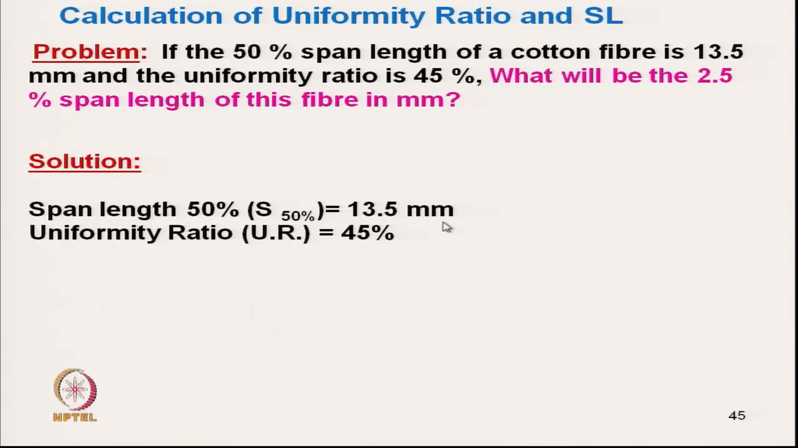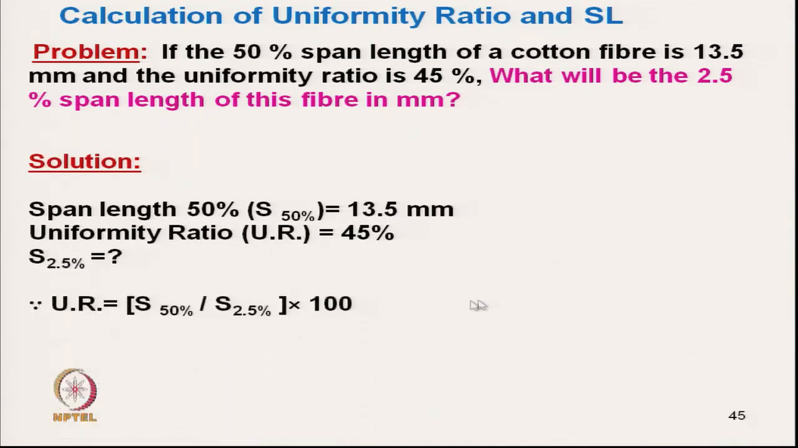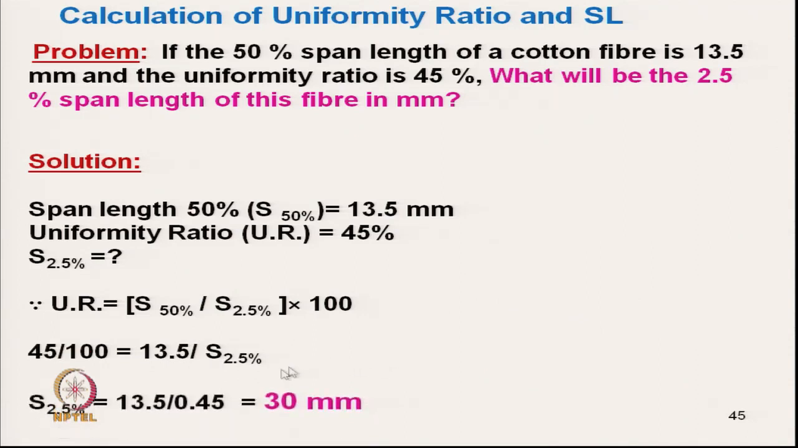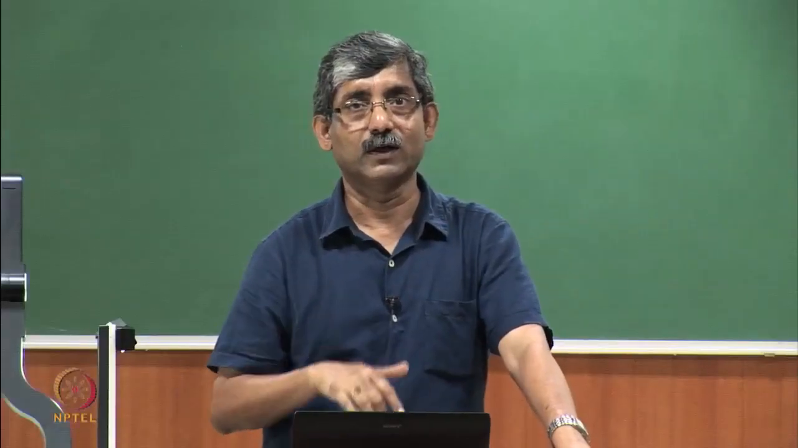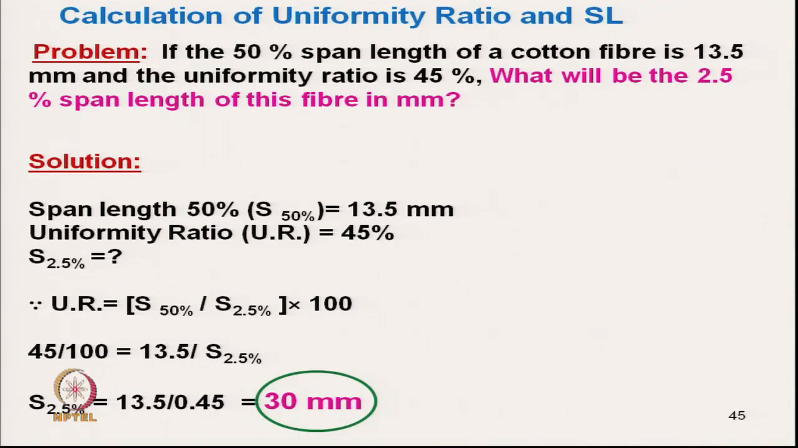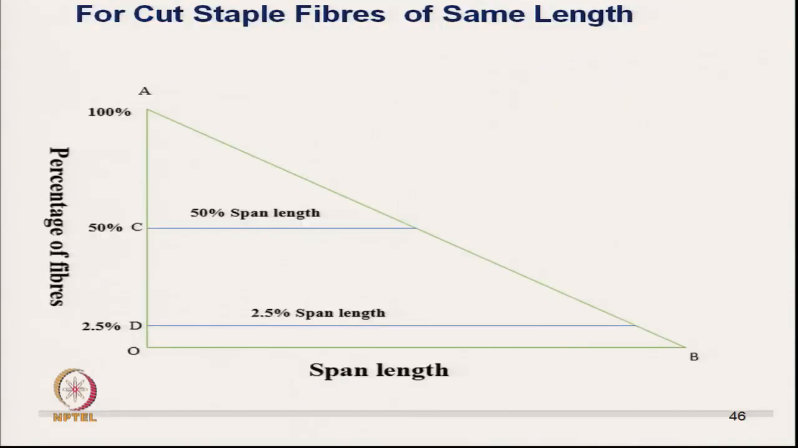So, we know the uniformity ratio, and this is the equation. From there we can calculate the 2.5% span length. So, the 2.5% span length is 30 millimeter. In this way, if we know a few data, we can calculate; 30 millimeter is the answer. Now, can we calculate the uniformity ratio of cut polyester fiber, cut staple fiber?